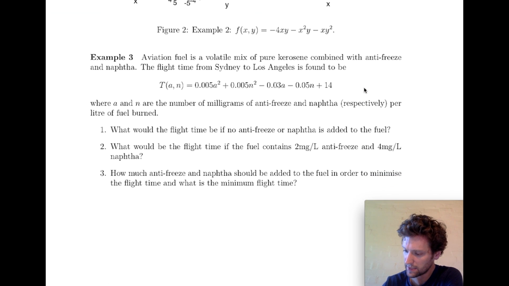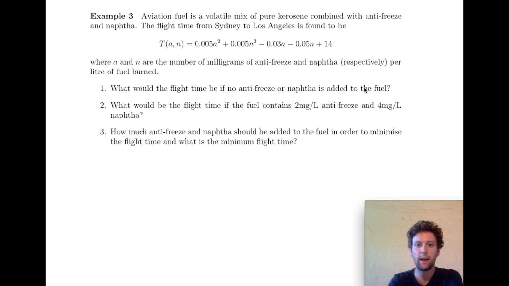Last example, example 3. We're looking at the flight time from Sydney to Los Angeles, if you're burning fuel containing A milligrams of antifreeze and N milligrams of naphtha. So aviation fuel contains both antifreeze and naphtha, and the different combinations that you make give you different thrusts and therefore different amounts of time taken to fly from Sydney to Los Angeles. The first thing we're asked to do is to find out what the flight time is if there's no antifreeze or naphtha. That is, there's no additives at all.